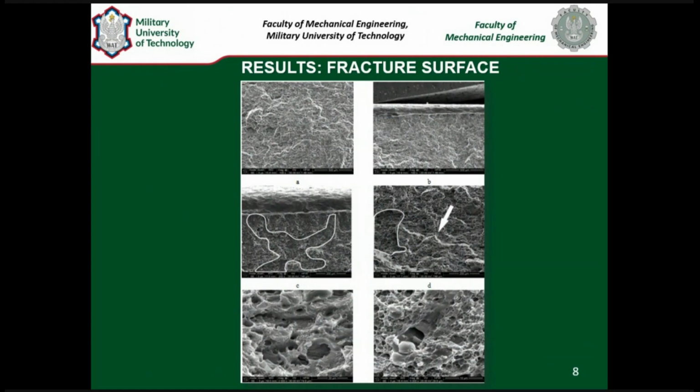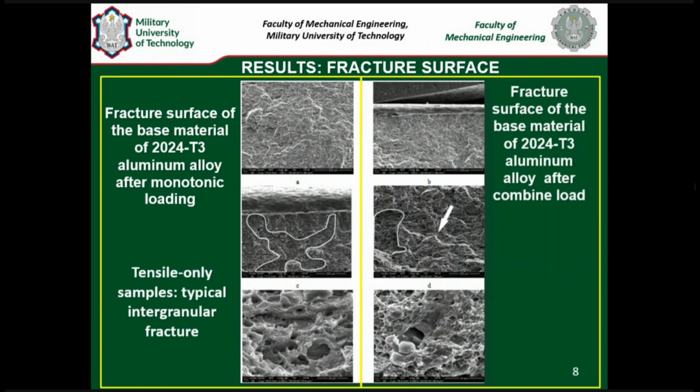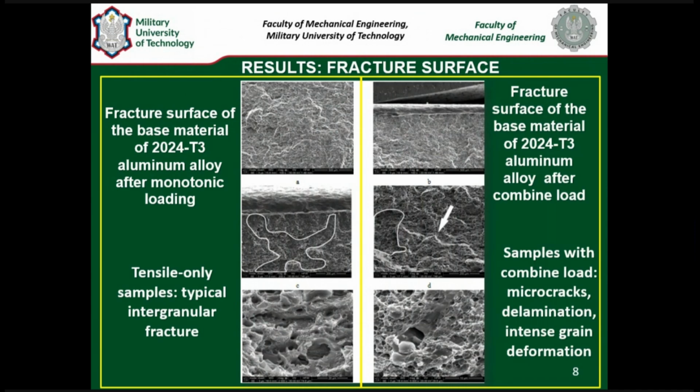On the left side, we have the surface failure after monotonic tension load. The right side is the fracture after preliminary combined load. Generally, the difference is: in the first case, we have typical intergranular fracture. In the preliminary combined alloy, we have a mixed mechanism: microcracks, delamination, and intragranular deformation.